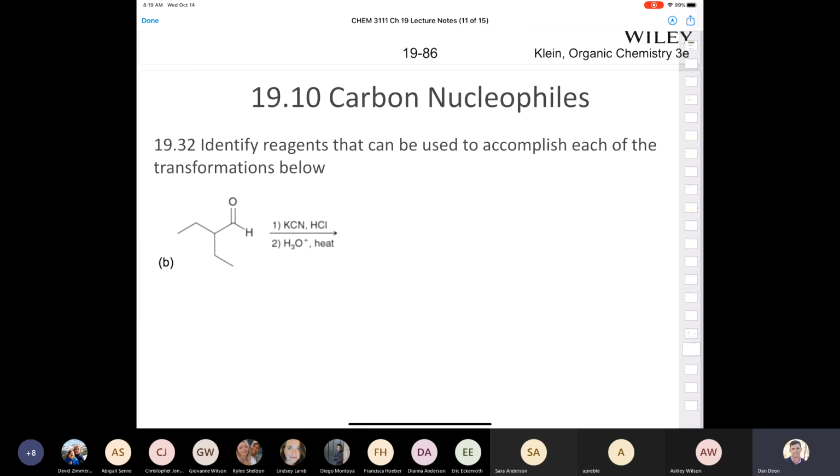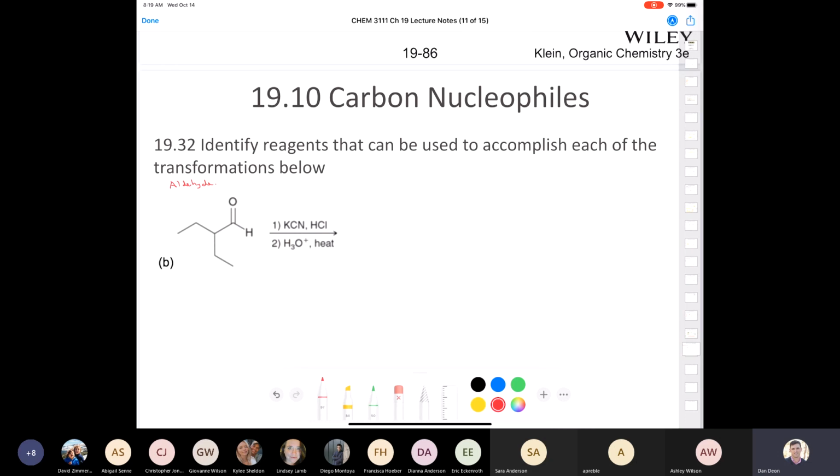Here we go. Let's do another one. Can anybody tell me what happens when I take an aldehyde? So we're starting with an aldehyde, and we're treating it with potassium cyanide and hydrochloric acid. I went over this reaction last class.